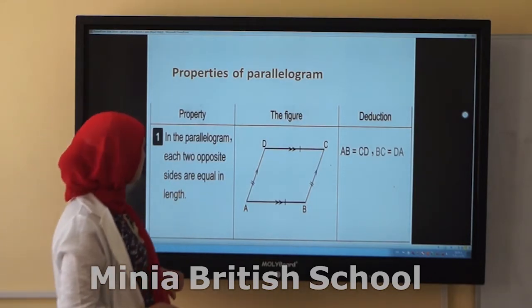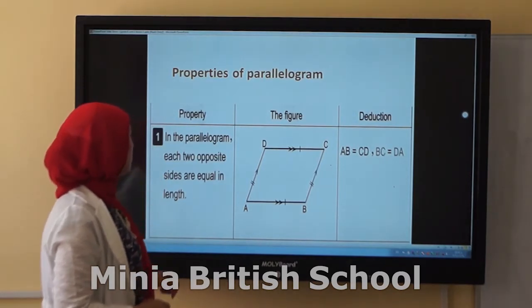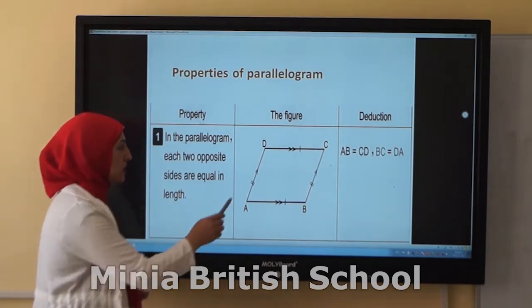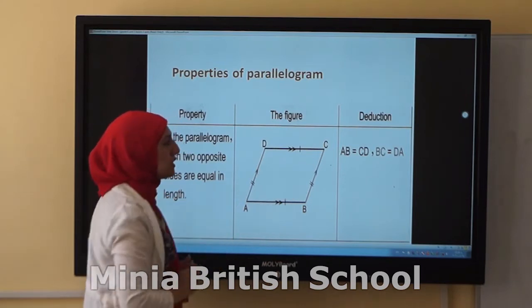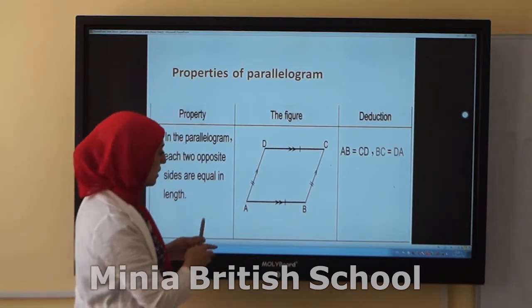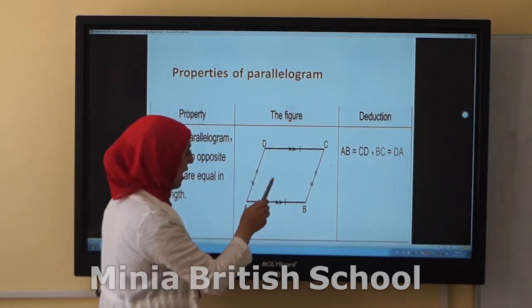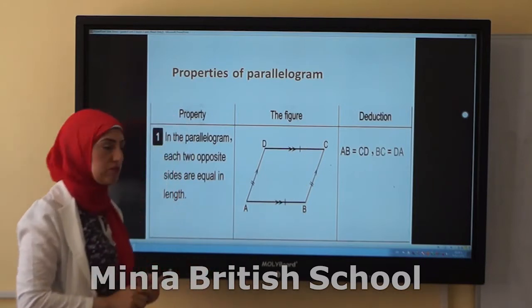Let's revise them. Property number 1, in the parallelogram, each two opposite sides are equal in length. That means here, AB equals DC and AD equals BC. Okay?